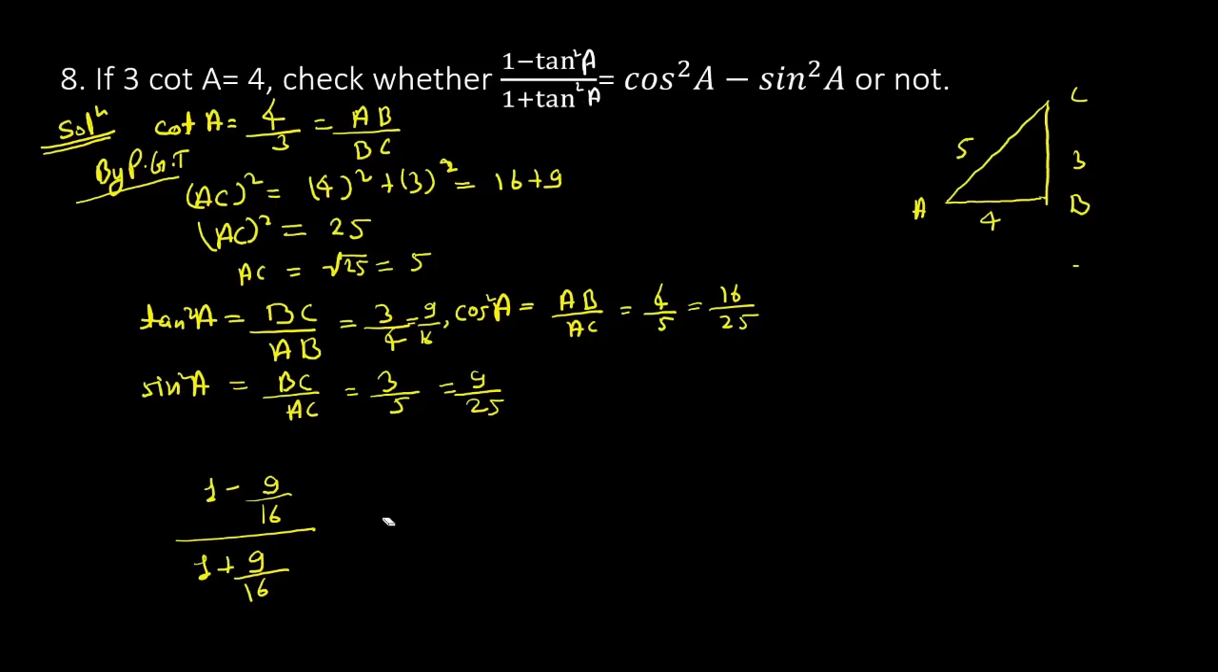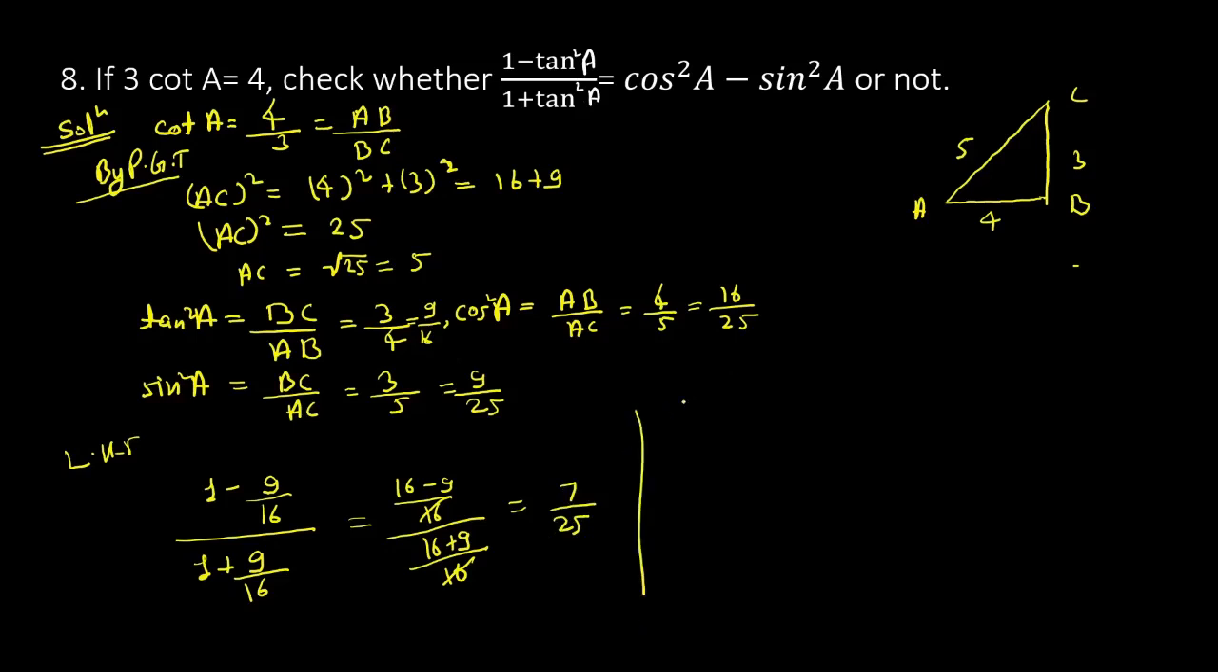Firstly we will solve LHS. So 16 minus 9 upon 16 whole upon 16 plus 9 upon 16. The 16 is removed. 16 minus 9 equals 7 upon 16 plus 9 equals 25. It comes out as 7 upon 25.